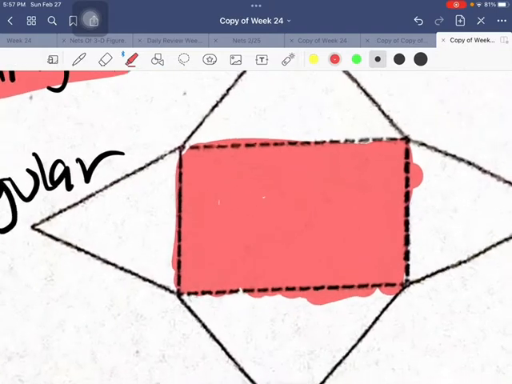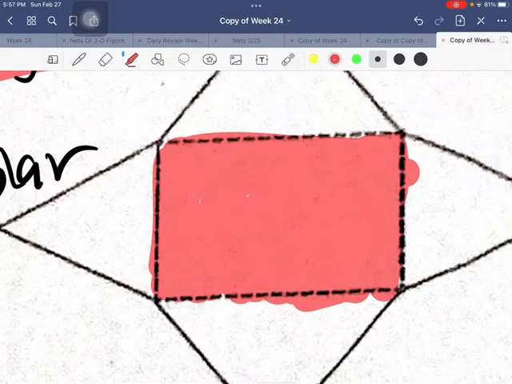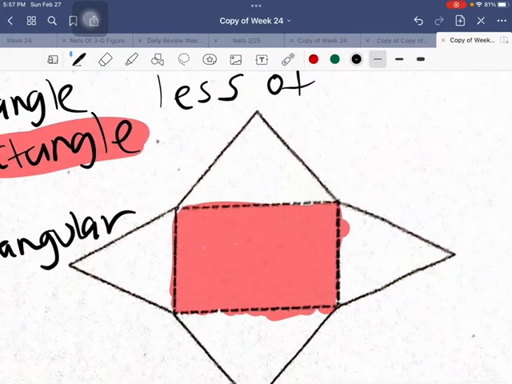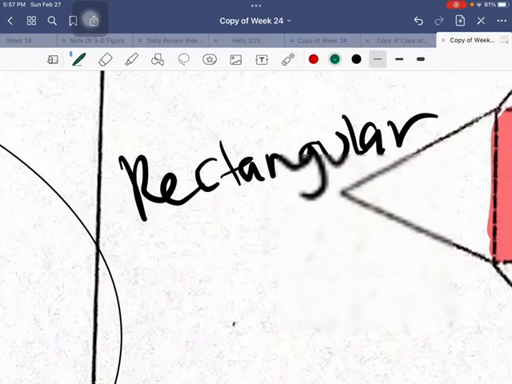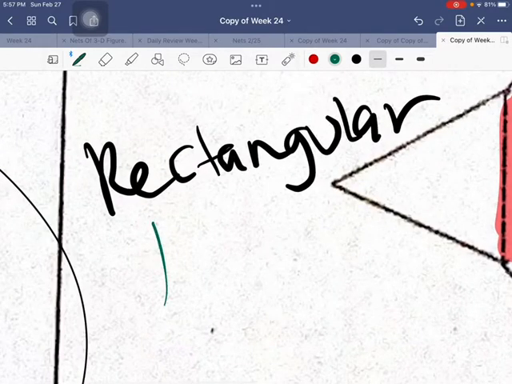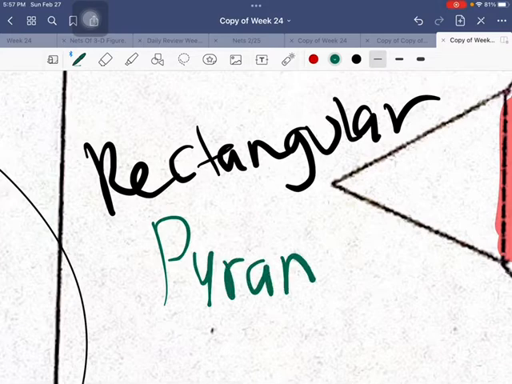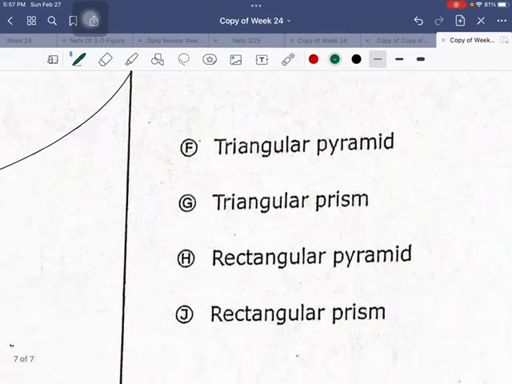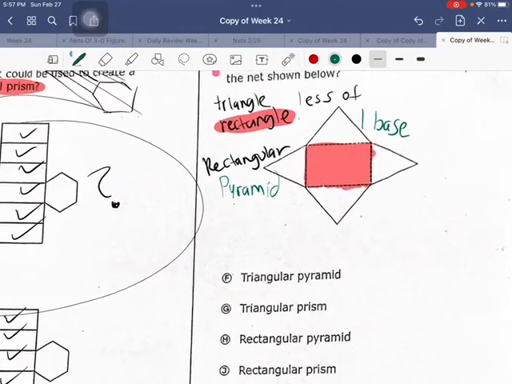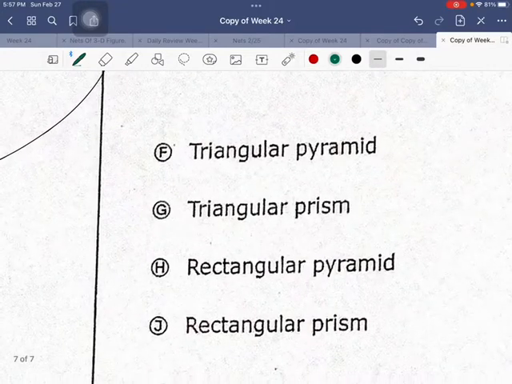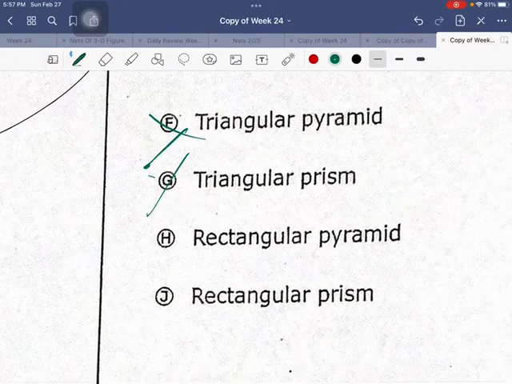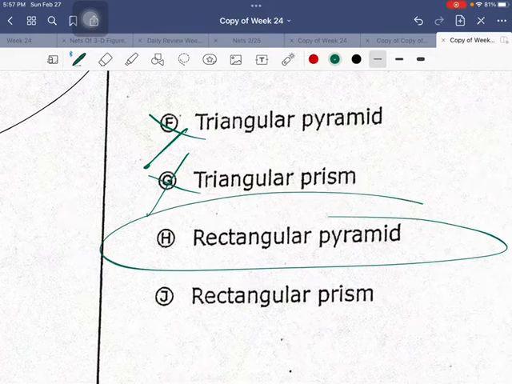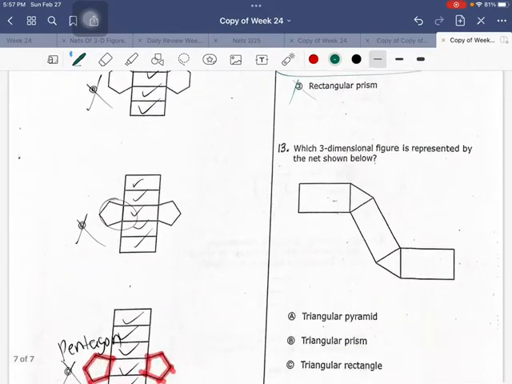What I have less of are the rectangles. That means that's the base, that's the name. How many bases? Just one base. One base. What does that mean? Is this going to be a prism or a pyramid? You guessed it. It's a pyramid. Good job. So it's going to be a rectangular pyramid, not triangular. Rectangular pyramid. There we go.